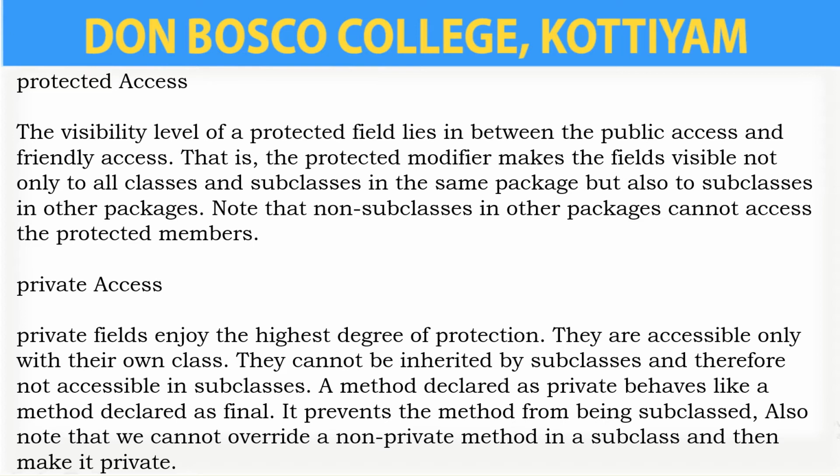Next is the private access specifier. The private fields enjoy the highest degree of protection. That is, they are accessible only within their own classes, and these variables and methods cannot be inherited by the subclasses. A method declared as private behaves like a method declared as final. We have studied final earlier, and it prevents that method from being subclassed. We cannot inherit it, and the properties cannot be inherited. Also note that we cannot override a non-private member in a subclass and then make it private.